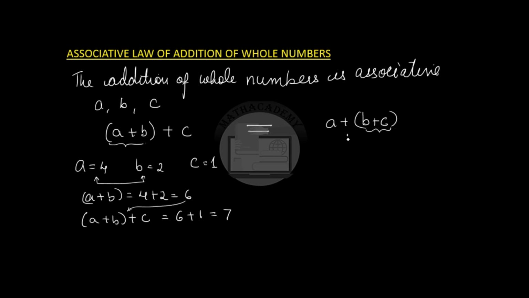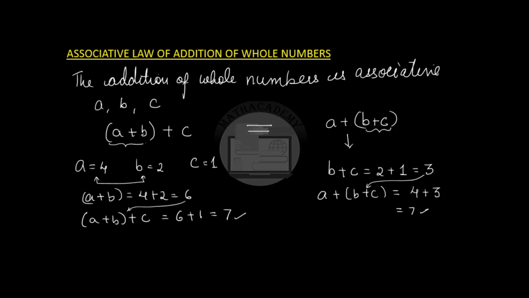Okay, now let us try to do this. First, let us try to add B plus C. B is 2, C is 1, so B plus C gives us a 3. Okay, and now we are trying to add A to this sum of B and C. The sum of B and C is 3. So if we substitute the value, A is 4 plus B plus C is 3, we get the result as 7. And we see that these two are same. So this is called the associative law of addition of whole numbers.